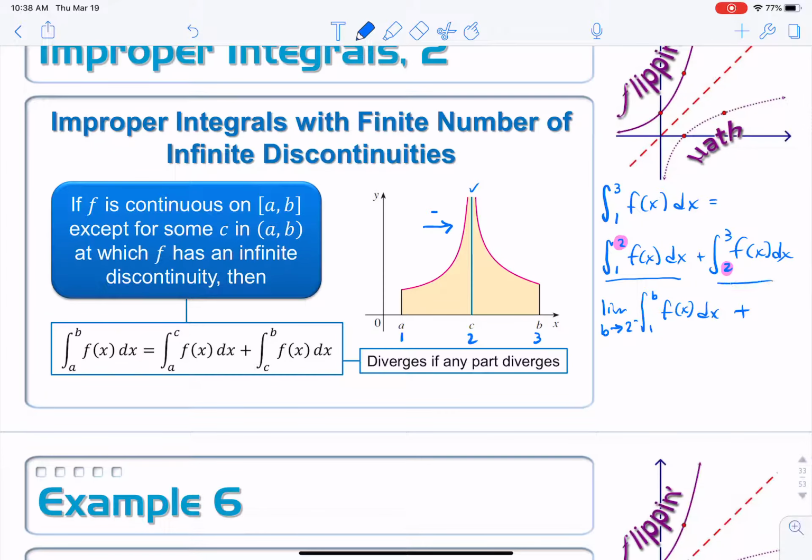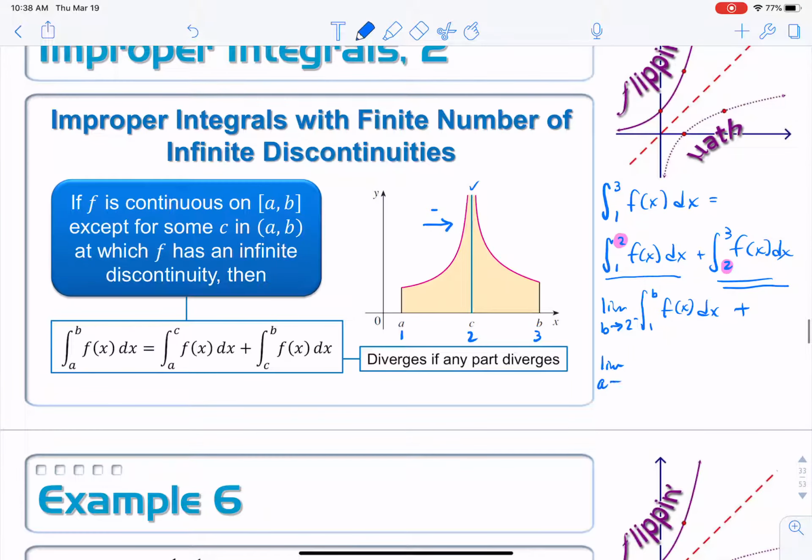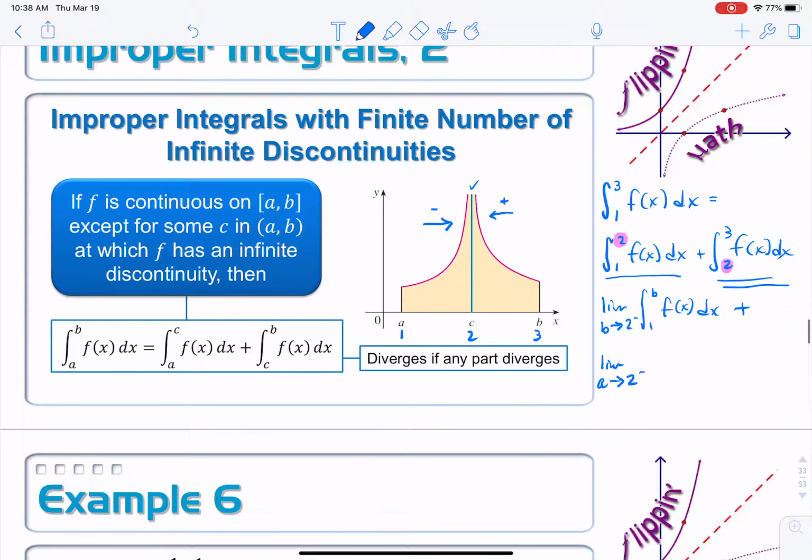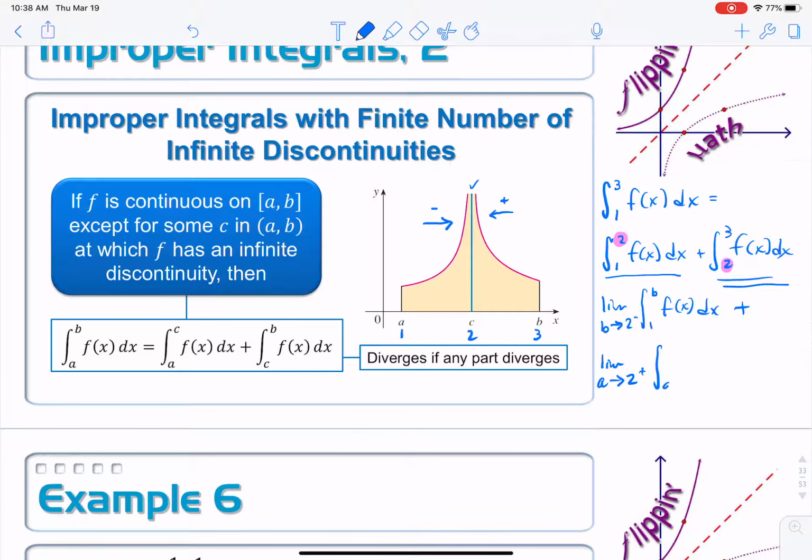Plus, and now the second one here, I'm also going to turn that into a limit, but this time I'm going to use an a. It's on the lower side there. On this side, the vertical asymptote is on the left-hand side, but in order to approach it, I have to approach it from the right. So this will have a little plus sign on it. Definite integral from a to 3 of f of x dx.